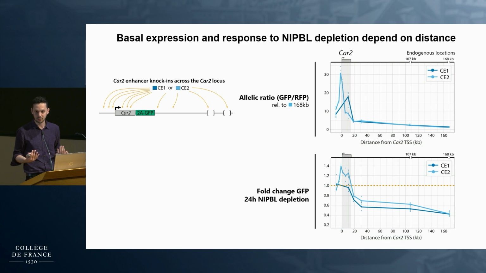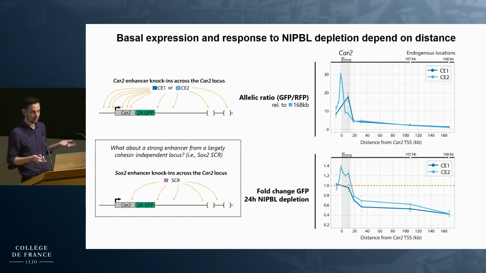But it was not completely satisfying because it did not explain why SOX2 is so resilient to the loss of loop extrusion. The enhancer is also located over 100 kilobase away, and SOX2 remained very stable. So our initial hypothesis was maybe the SOX2 enhancer is so powerful and so mighty, it is so strong, it can activate target genes independently of loop extrusion. So to test that, Carissa repeated the knock-in experiment, but this time with the SOX2 enhancer, taking the SOX2 enhancer and putting it at the CAR2 locus.